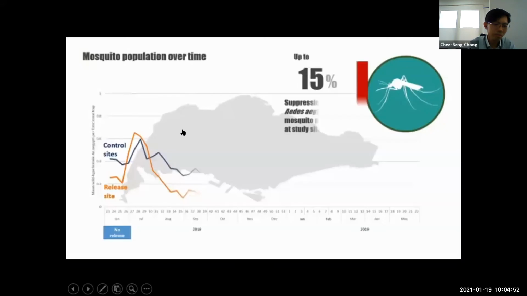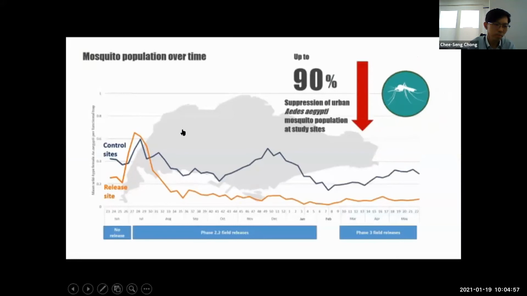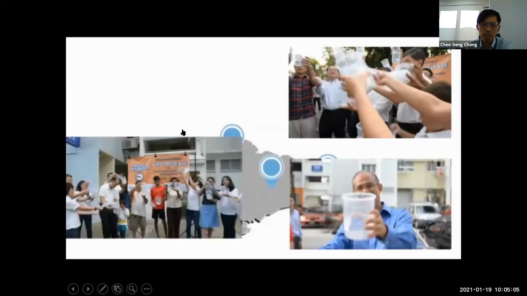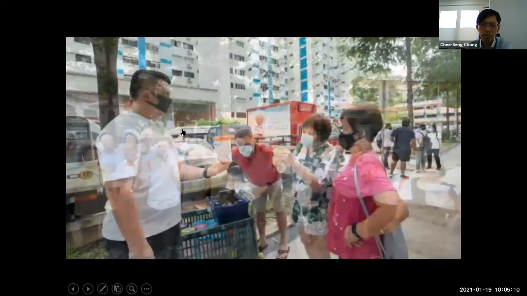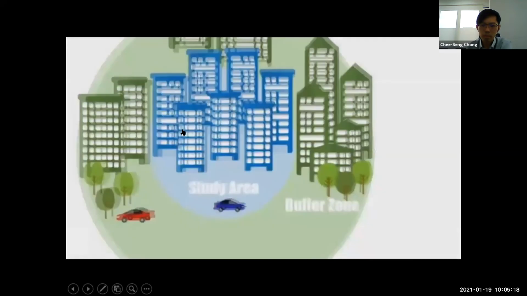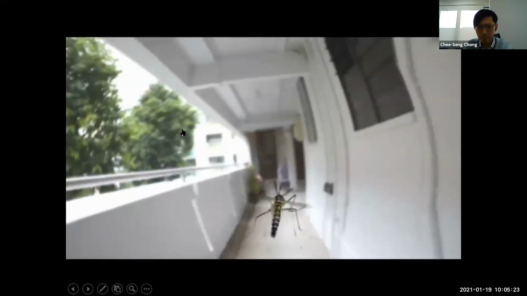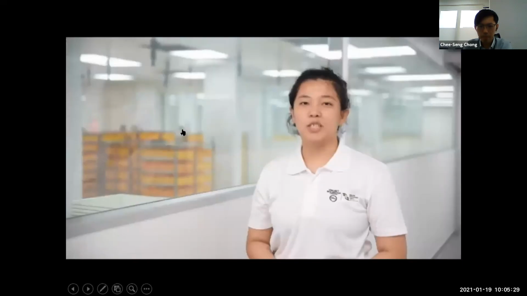Regular releases have reduced the dengue mosquito population by up to 90% and have sustained it at a low level at the study site. This was achieved through a multi-phase field study conducted at Braddell Heights, Tampines, Yishun, and just recently in parts of Choa Chu Kang and Bukit Batok. We succeeded in understanding the behavior of male Wolbachia Aedes aegypti mosquitoes in the field and mitigated ecological challenges posed by Singapore's high density and high-rise environments. The project is made possible with strong support from the community.